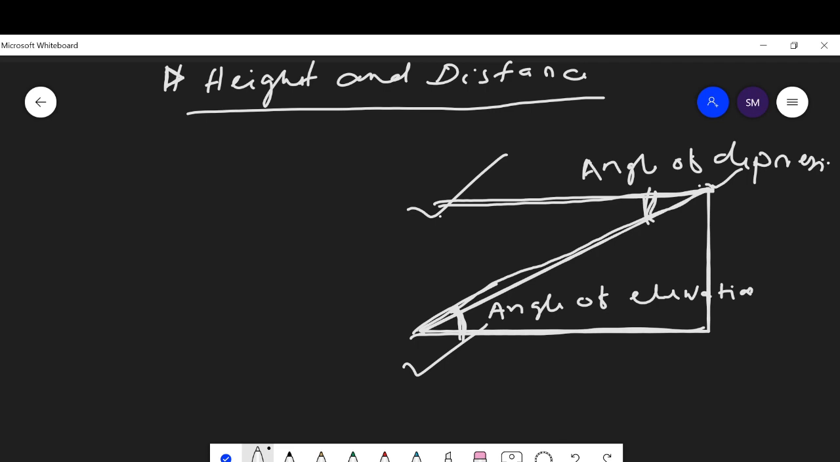Then let us continue with some examples. Students, I have already told you that only knowing the formula is not sufficient. Let us discuss some problems about height and distance, or application of trigonometry.